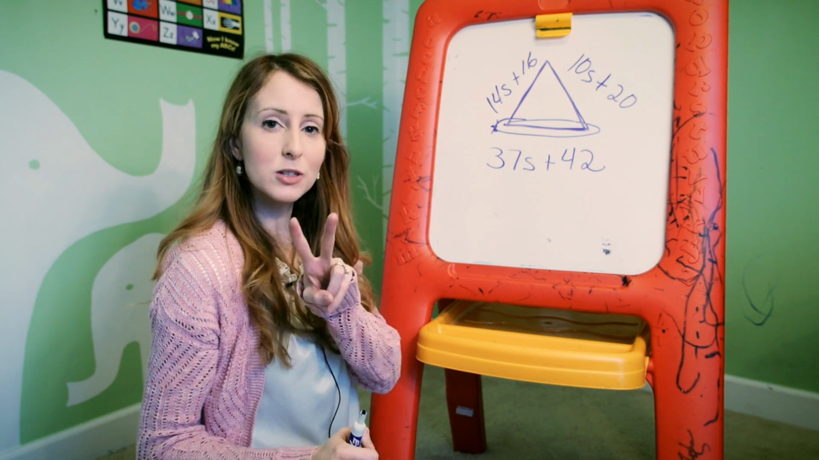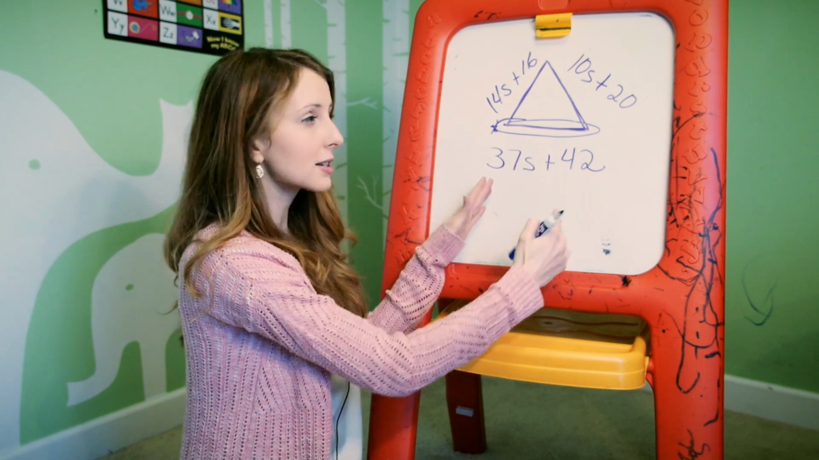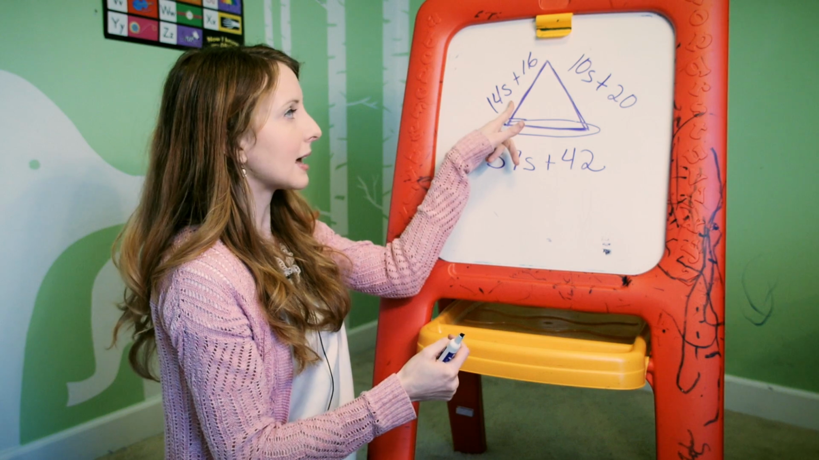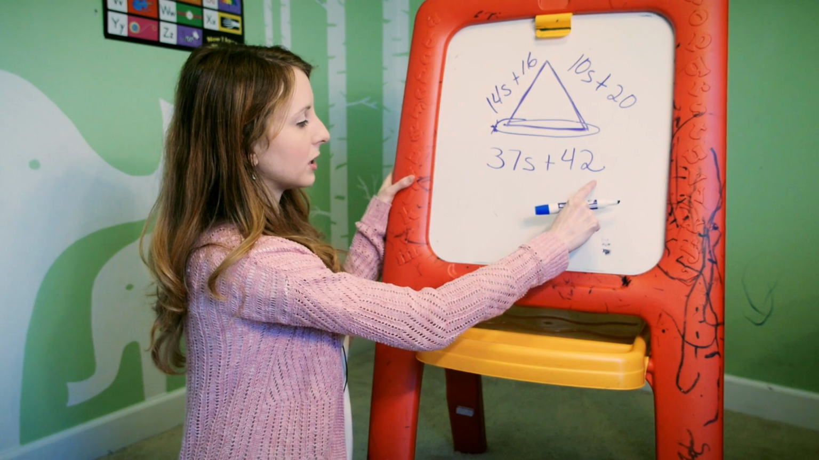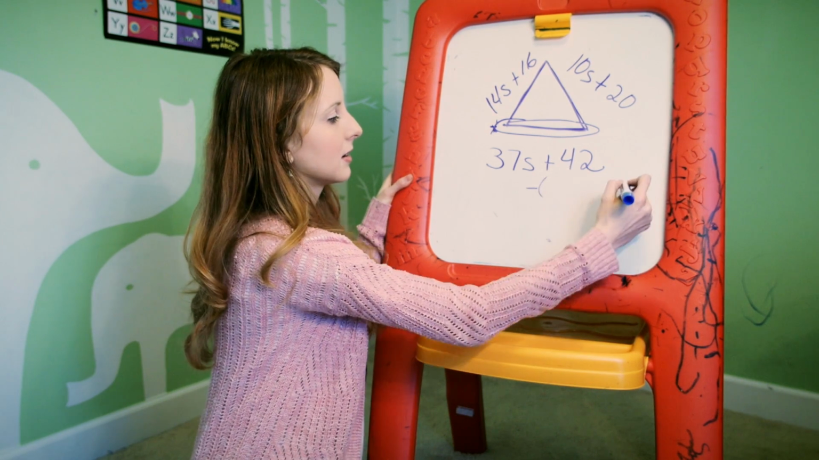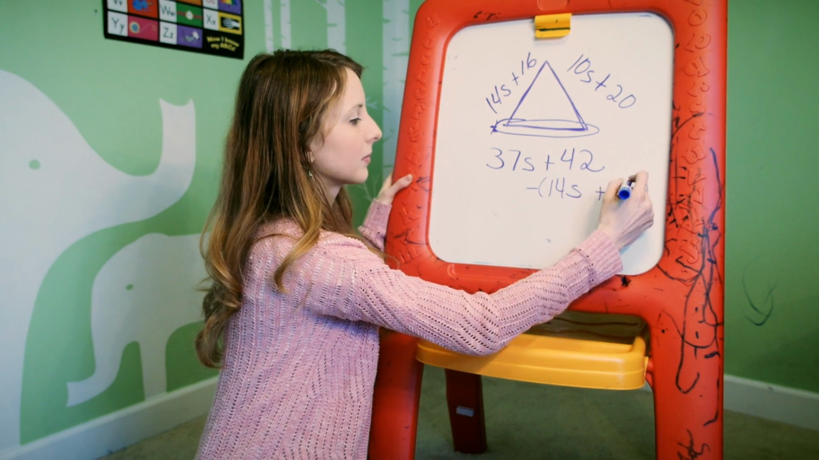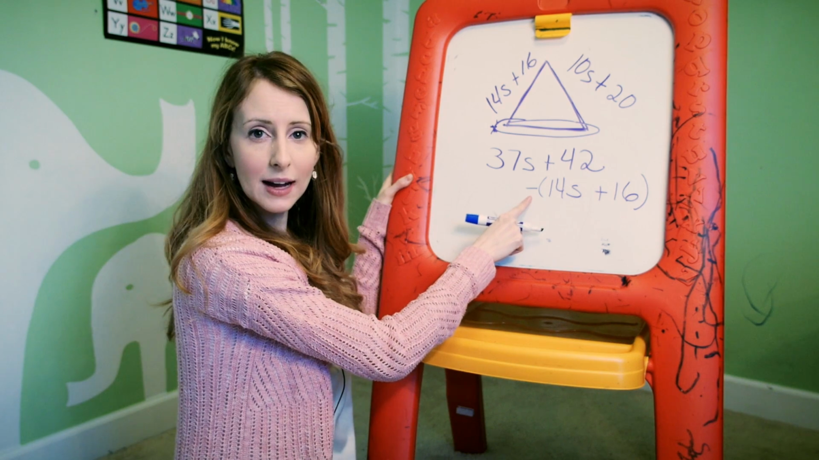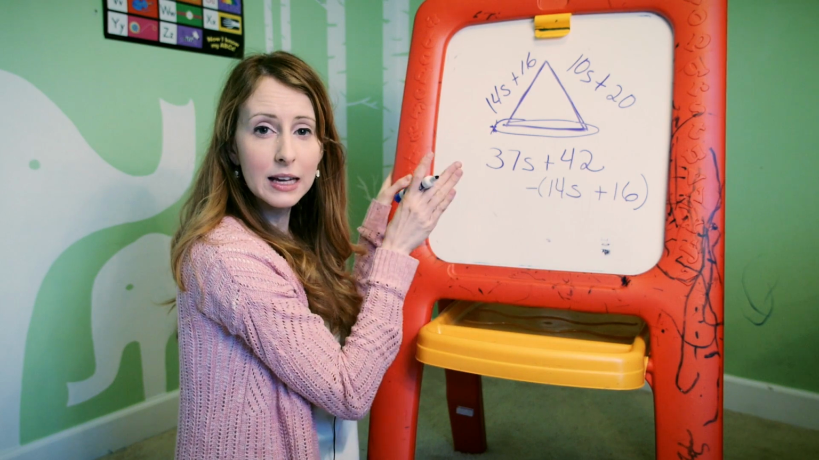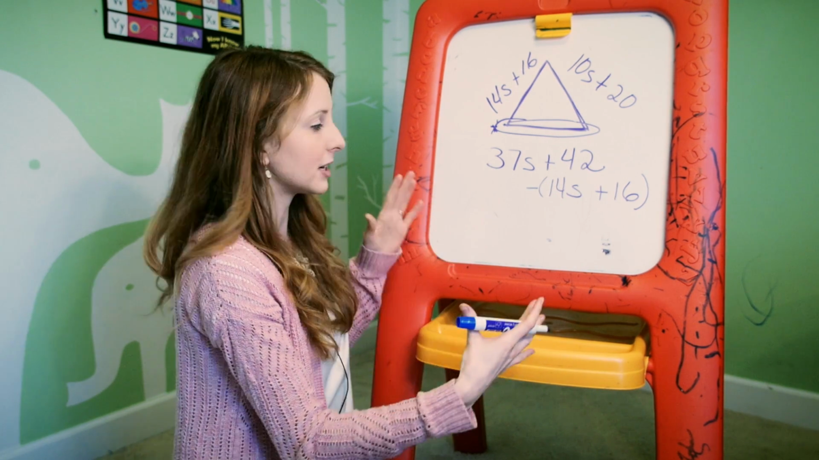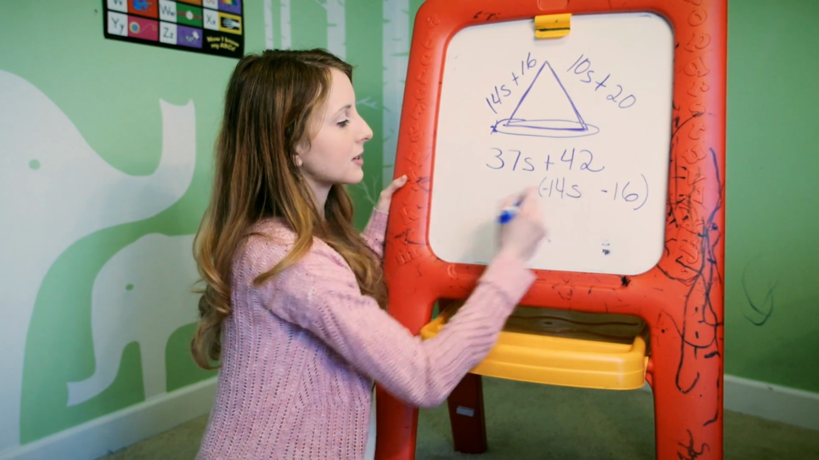So we're going to split this up into two separate problems. We're going to take 37s plus 42, and first we're going to subtract 14s plus 16. All right, so let's write 37s plus 42 minus 14s plus 16. Now remember, whenever you're subtracting a polynomial, you have to change the sign of both of the terms on the interior. So this would become negative 14s, and this one would become negative 16.